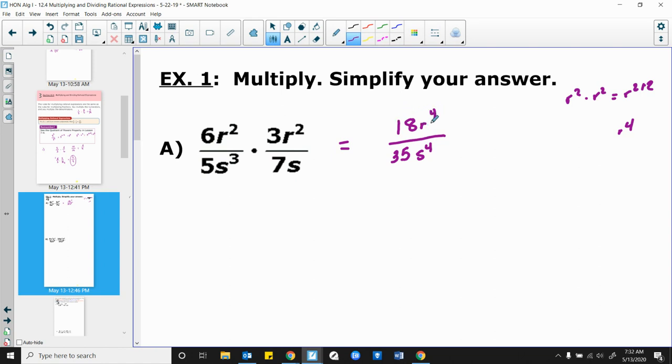Check. Can I simplify? I can't simplify the r's and the s's at all. And 18 over 35 does not simplify at all either. So this would be my answer: 18r to the 4th over 35s to the 4th. Okay? All right. These are easy. The reason that these are easy is because all these terms here are just multiplication. It's 6 times r squared. It's 3 times r squared. It's 7 times s. 5 times s to the 3rd. That's a little bit easier, okay? But it's going to get more complicated.